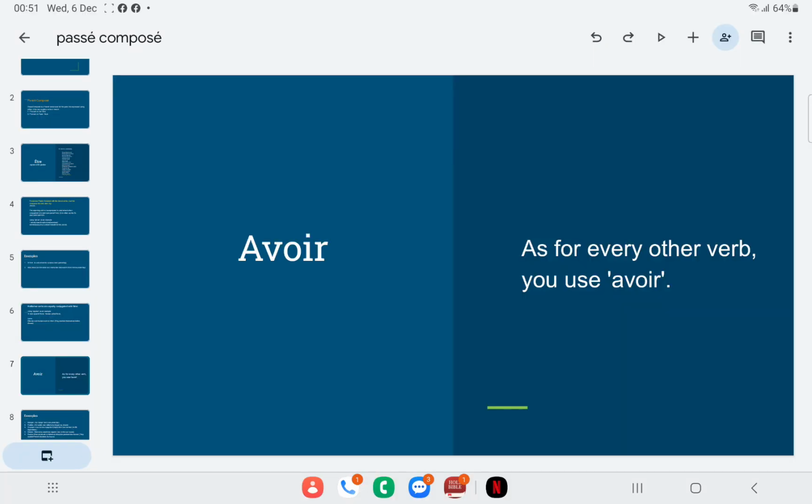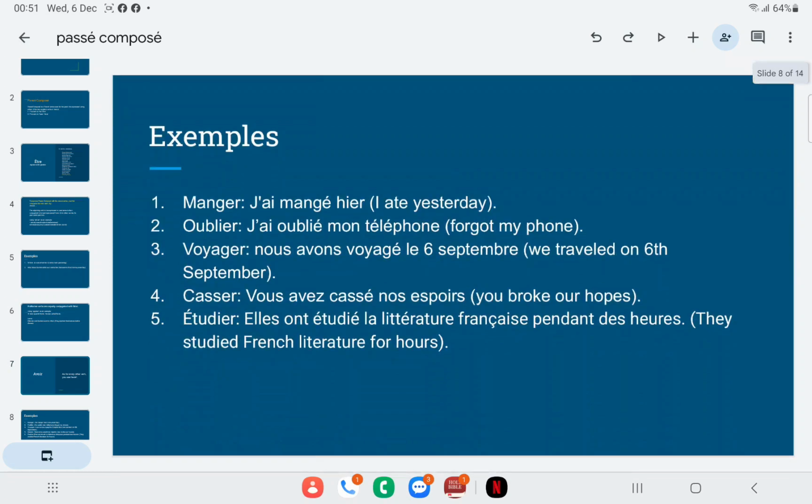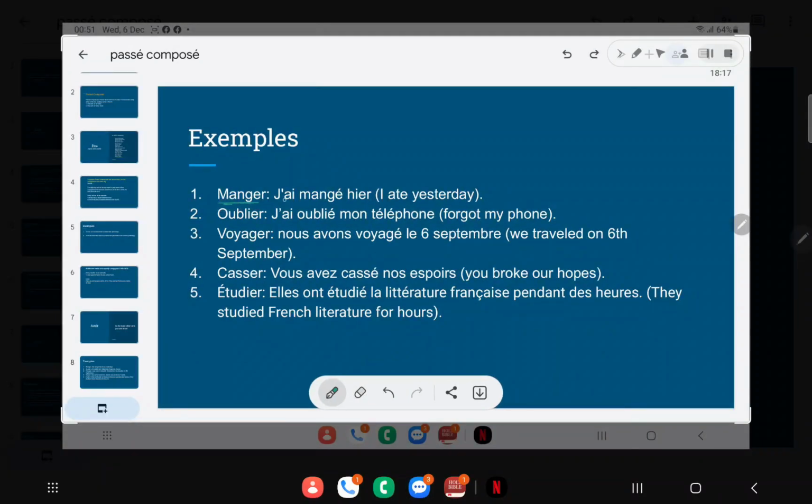Now, avoir is used to express the passé composé of every other verb. So let's see some examples. Manger, to eat. J'ai mangé hier. I ate yesterday. Manger is not part of the Mr. and Mrs. Van der Trap list of verbs, so it falls under avoir. So the rule is quite similar to that of être. In fact, it's the same thing, just that you swap être for avoir. But then the participe passé remains the same.